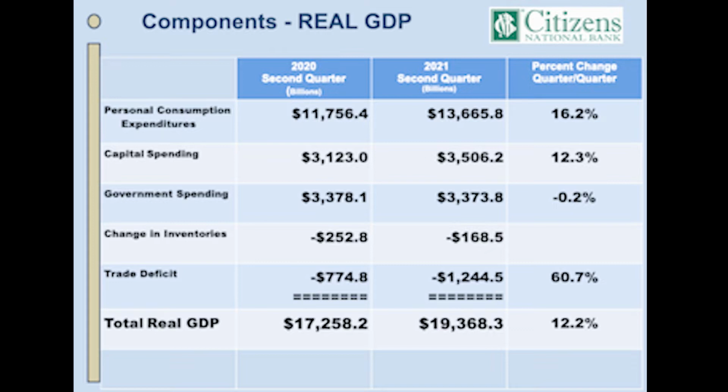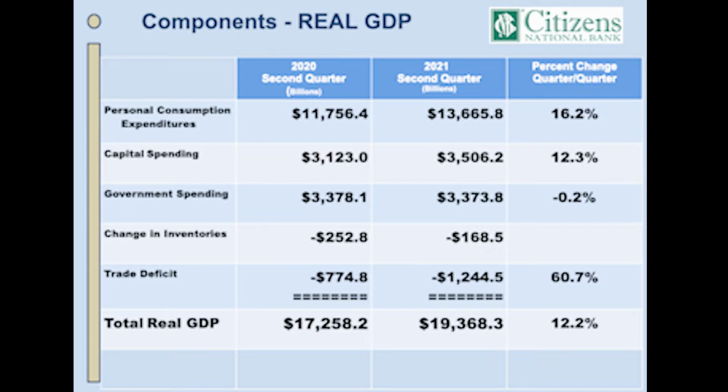Capital spending up 12.3%. Government spending, surprisingly, is actually down in the second quarter of this year as opposed to the second quarter of last year. That has more to do with the timing of when the stimulus checks and the government sent out all the programs or executed the programs that we're going to talk a little bit about in a minute. But it actually has declined a little bit.